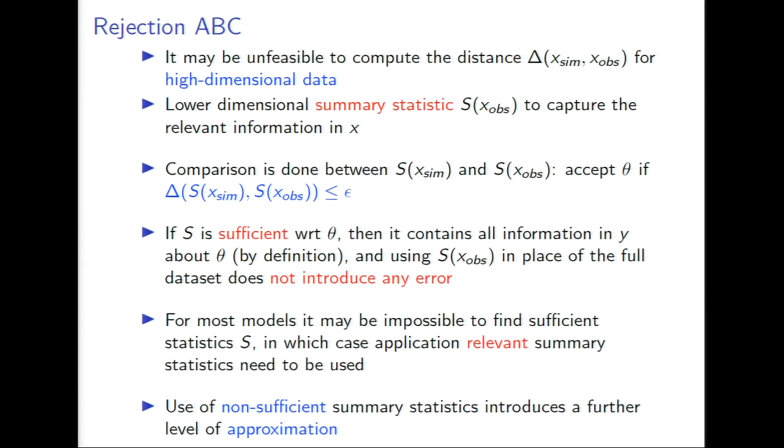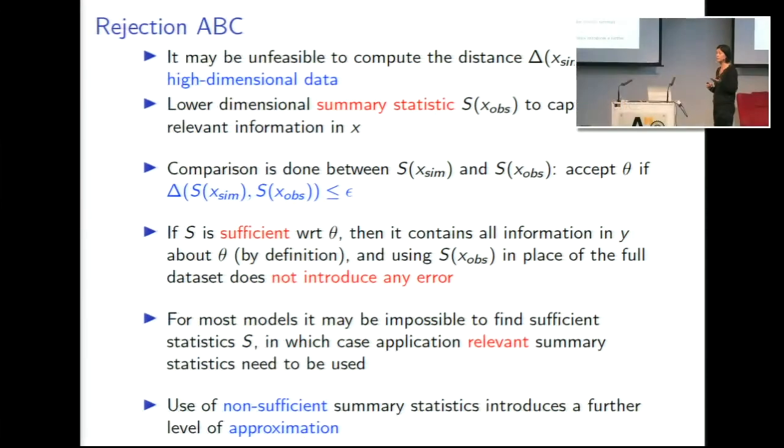Now, if this summary statistic is sufficient, that is, if it captures all the information contained in the data relevant for making inference on theta, we will not be adding an additional layer of approximation to this methodology. On the other hand, unfortunately, it's not easy to find sufficient summary statistics, sufficient in the statistical sense, so we will typically be inducing an additional layer of approximation in the procedure.